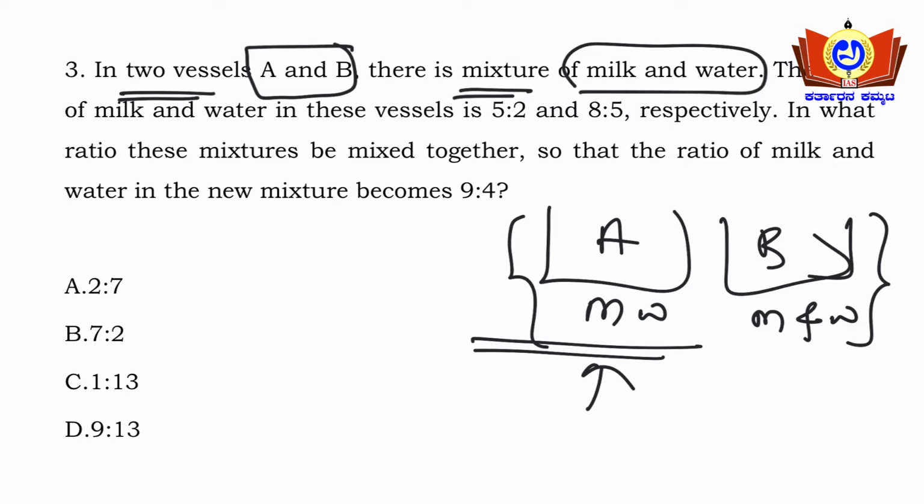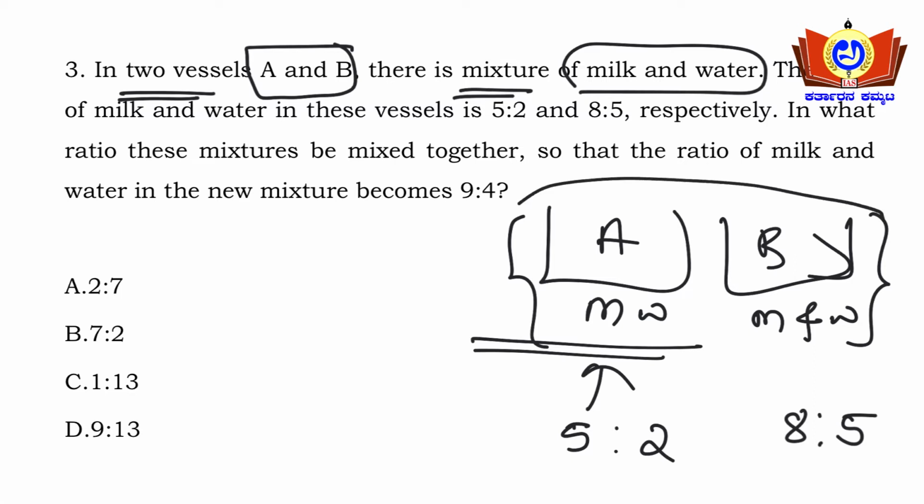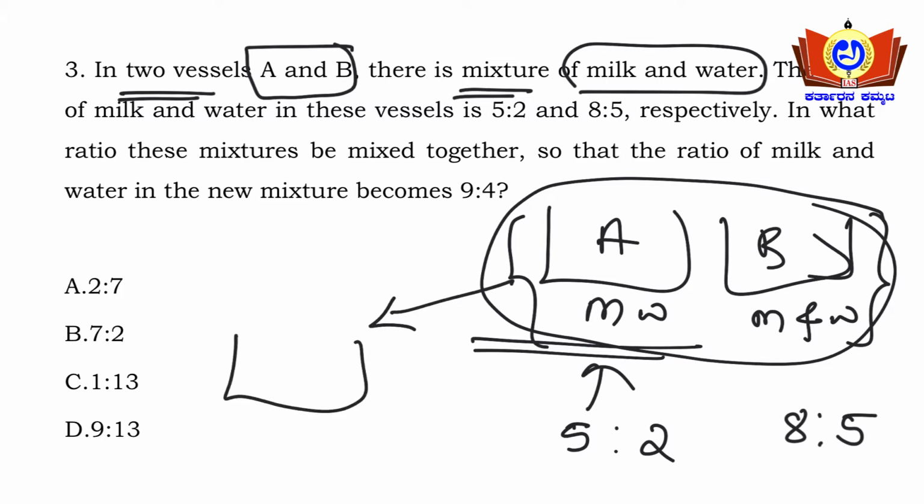The ratio of milk and water in these vessels is 5:2 and 8:5 respectively. In what ratio should these mixtures be mixed together so that the ratio of milk and water in the new mixture becomes 9:4? So both these mixtures should be converted into a new mixture, and in the new mixture the ratio should be 9:4 of milk and water.